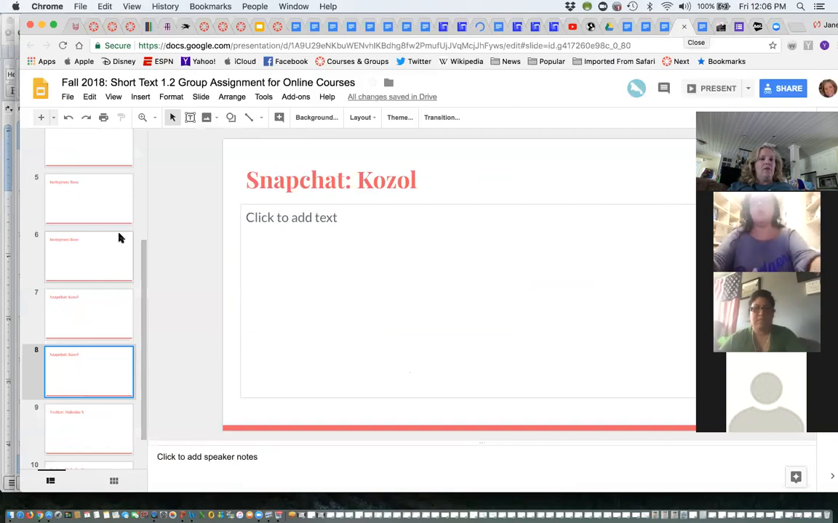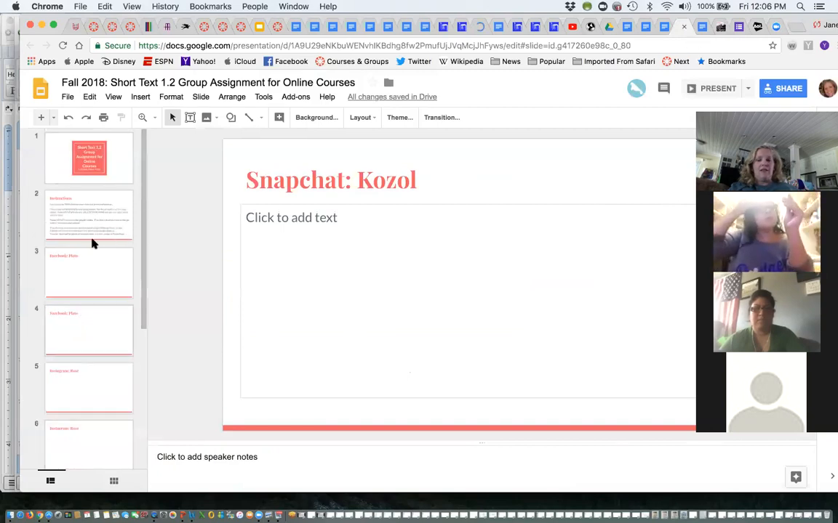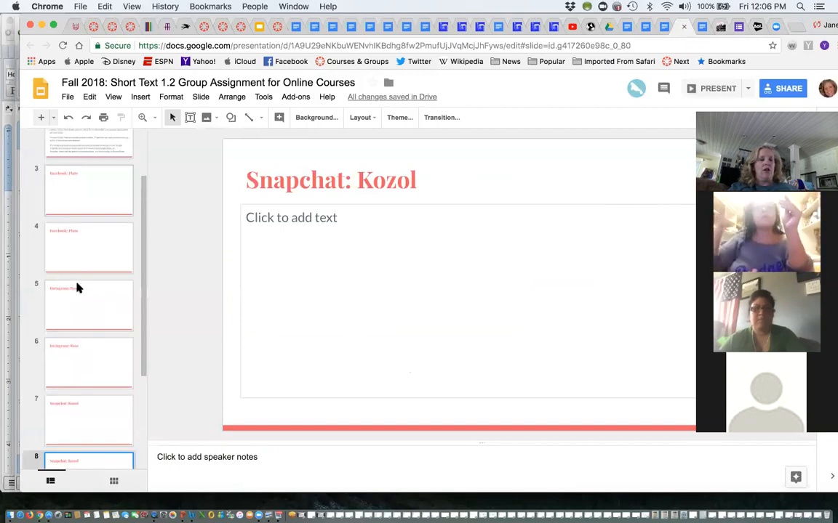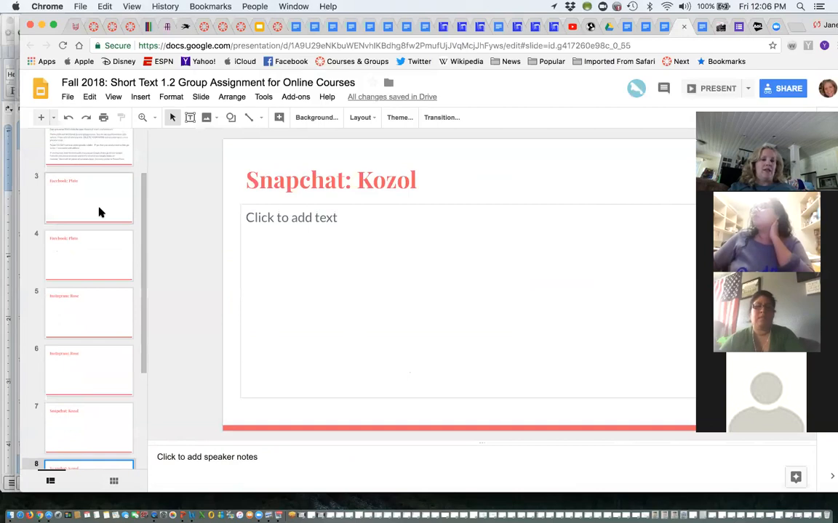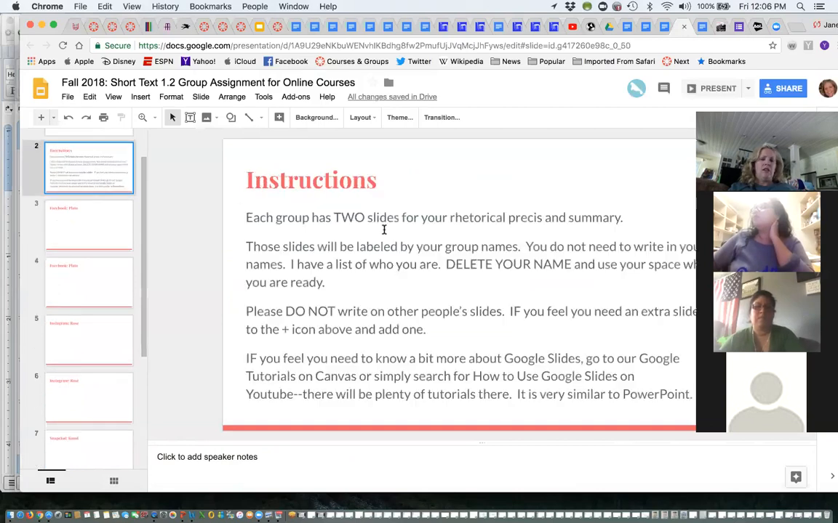Every group has 2 slides. So you're going to put your work in your 2 slides, and it will say what it is. I have instructions here. It says, here are your 2 slides. They will be labeled by your group names, but you should delete your name and just use your slide. Do not write on other people's slides. If you want to add an extra slide, you can use this little plus icon near where you're working on your slide.